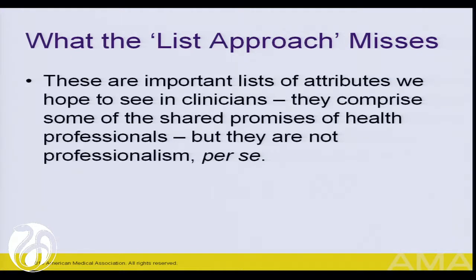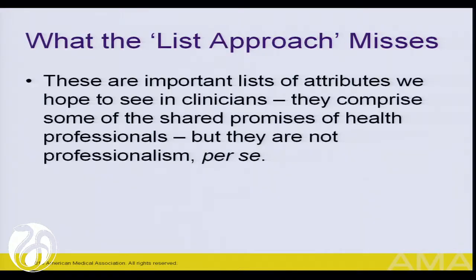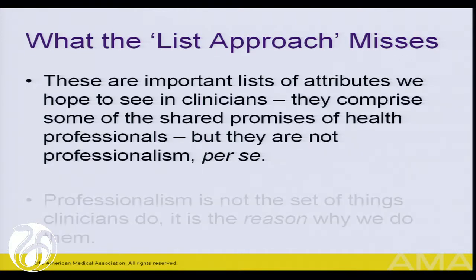Now, the challenge here is that these are lists of desirable professional attributes. And it's really important, I think Jordy has already mentioned this a couple times, it is very important to have explicit lists of desired professional attributes. The problem is, although these are important lists because they are critical for behavioral assessments and for training, they are not professionalism per se.